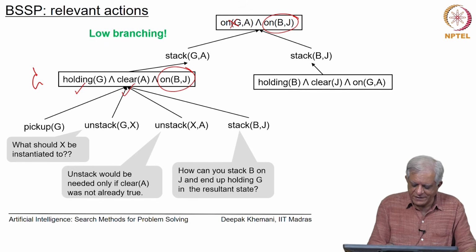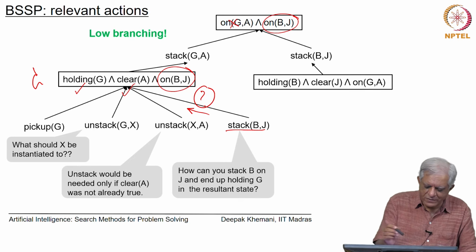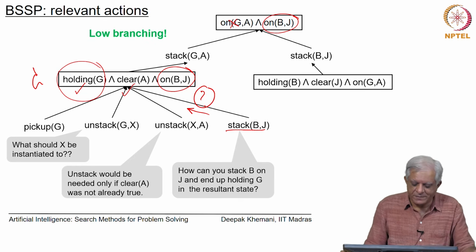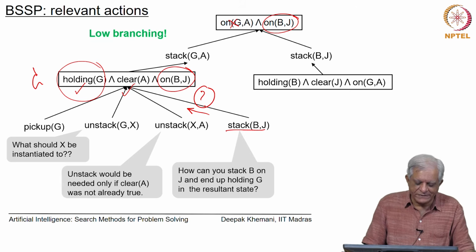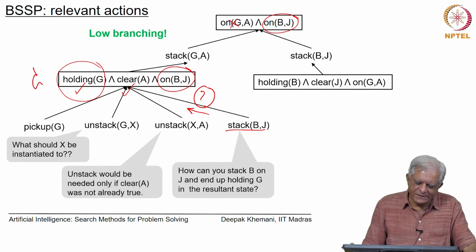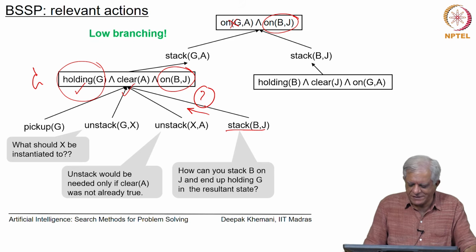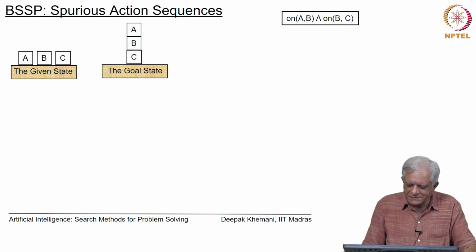but if you are going to stack B onto J, then how can you end up in a state where you are also holding G at the same time? So, how can you do stack B onto J and end up holding G? That is not possible. So, this is a problem with backward state space planning, in the sense that it can end up with spurious actions, and let us clarify on that a little bit with a slightly more complete example.